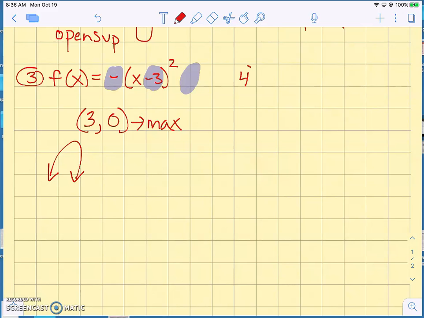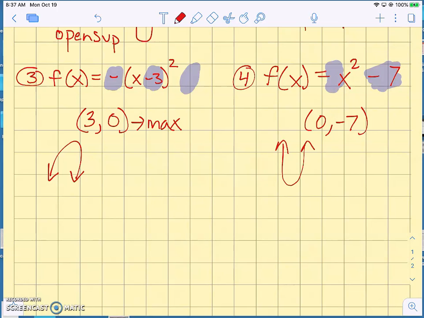And then the last one we're going to look at: let's say f(x) equals x squared minus 7. You'll notice there are no parentheses. This is the only thing it has there, and it's just -7, so it just moves it down 7. So our vertex is (0, -7). The value before our x squared is positive, so it opens up. So this has to be a minimum.